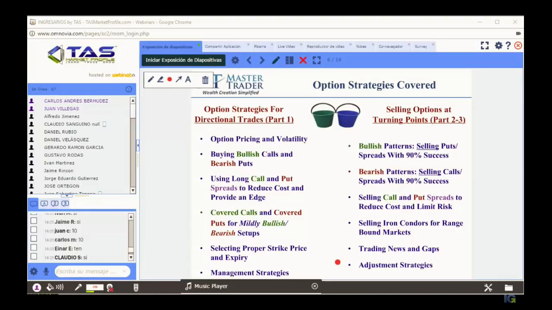Trading options is like playing with a Lego game that is multi-dimensional, and depending on your expectations for the pattern, we put different option buying and selling strategies around it to generate income every single day.